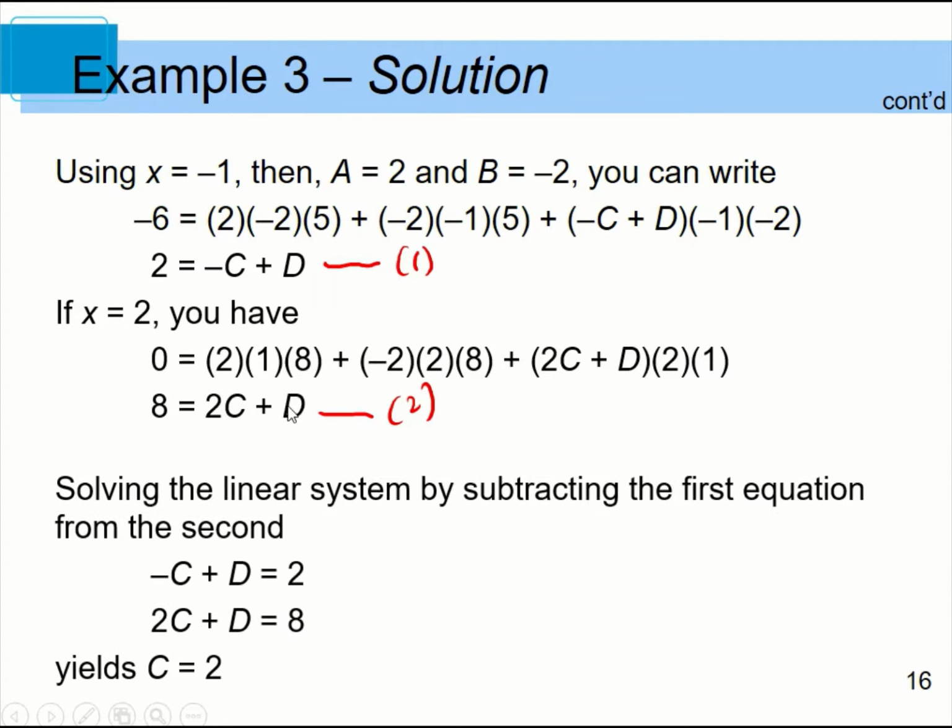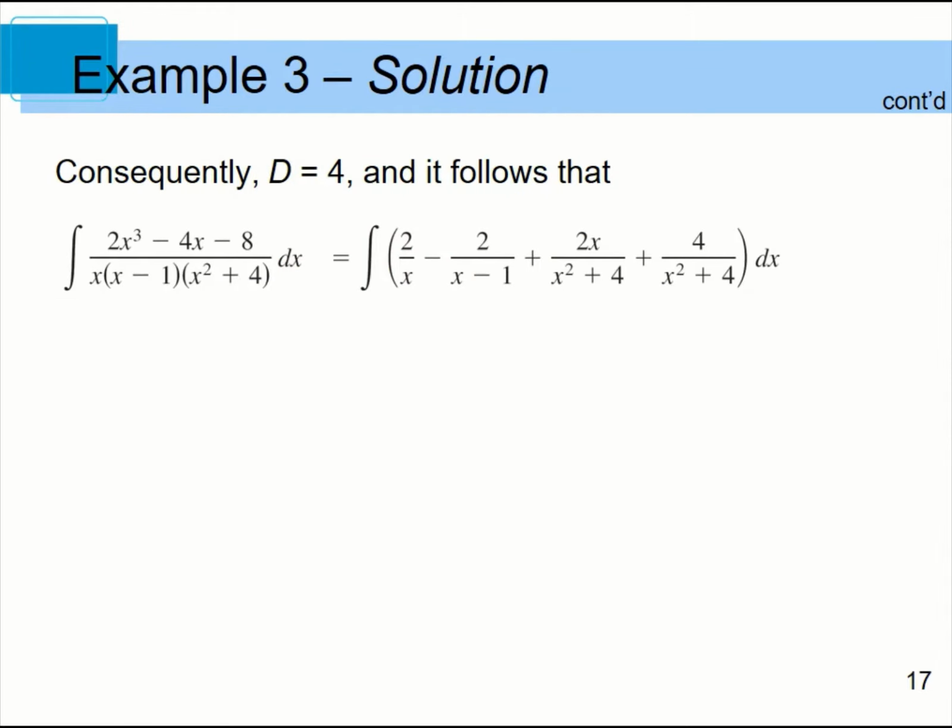So we write the two equations. If we subtract this from this, we can get c is 2. After that, we substitute back to here, and c is 2, then we get d is 4. So finally, we can substitute the values of a, b, c, and d back into the partial fraction. Now it becomes something like this.